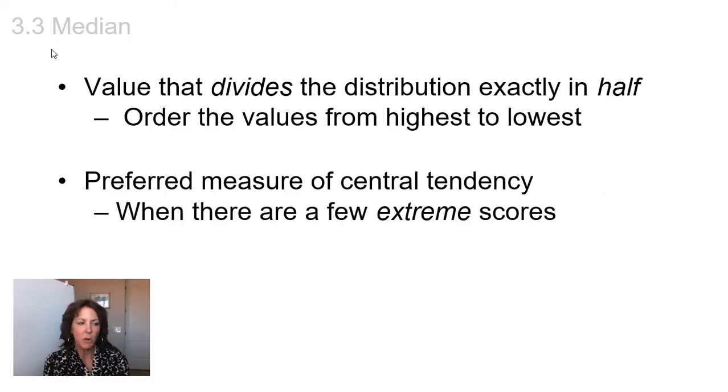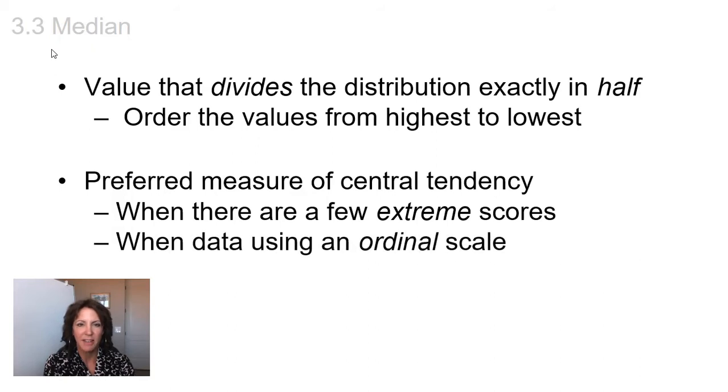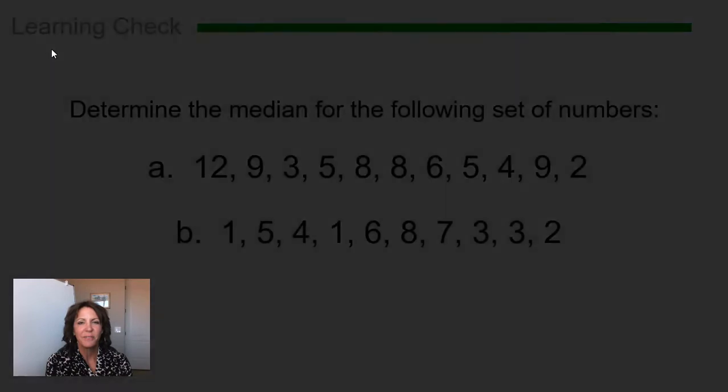It is the preferred measure of central tendency when you have some extreme scores. You might want to write down also outlier scores. When you have some weird scores off on the end that are pulling the mean away, then the median becomes the better measure of central tendency. Also, when you're using data that use an ordinal scale, you're going to want to use the median. You can't use the mean on an ordinal scale, but the median works.